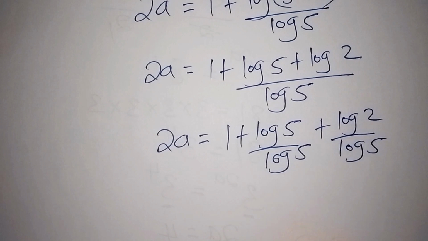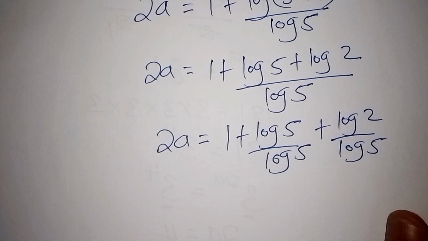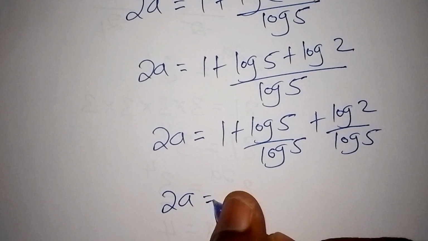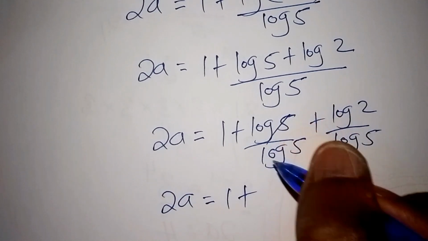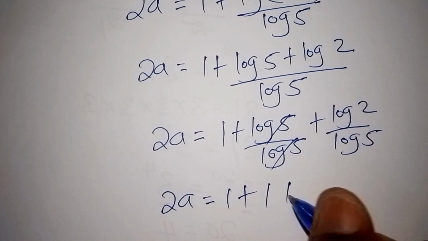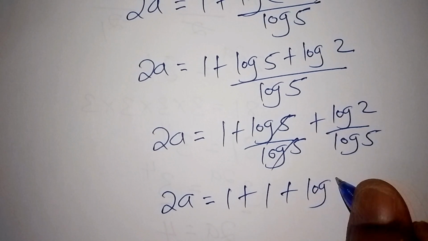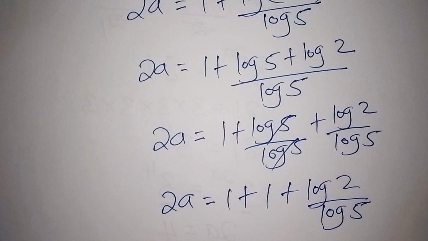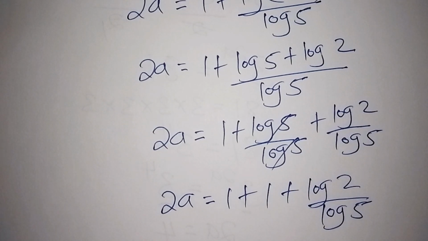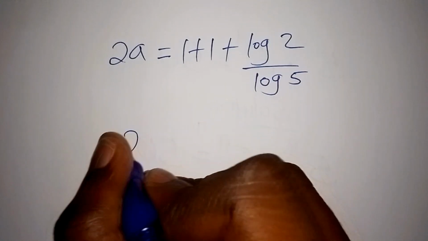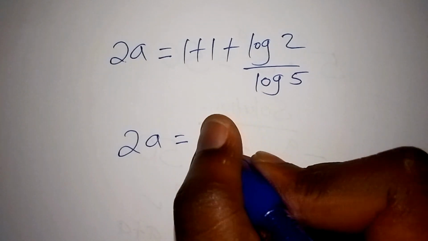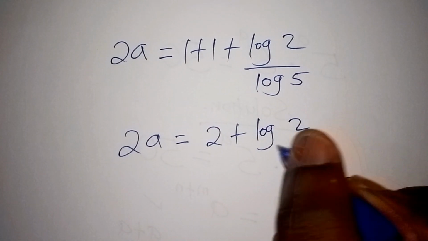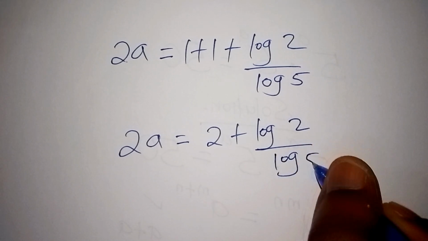So now when we work it out, we shall realize that 2a is equals to 1 plus, so the log 5 and the log 5 cancel each other, plus here the log of 2 all over the log of 5. So here now 2a is equals to 1 plus 1, now we shall have 2 plus the log of 2 all over the log of 5.